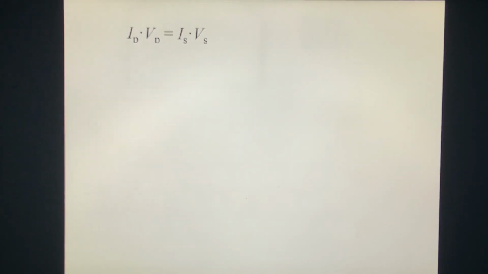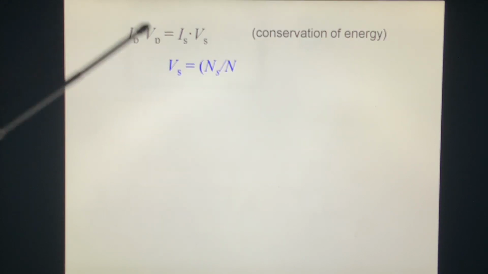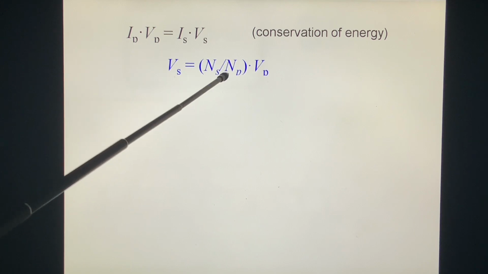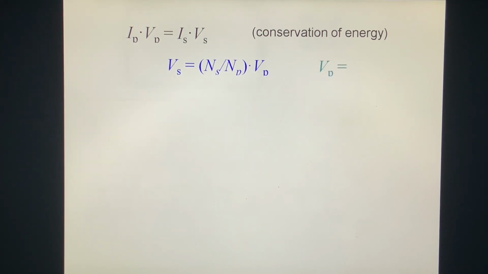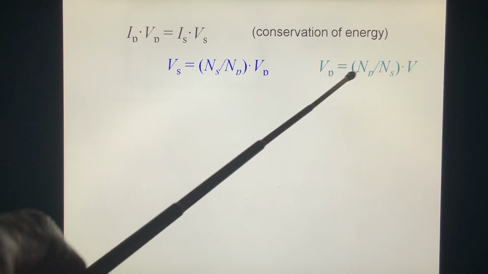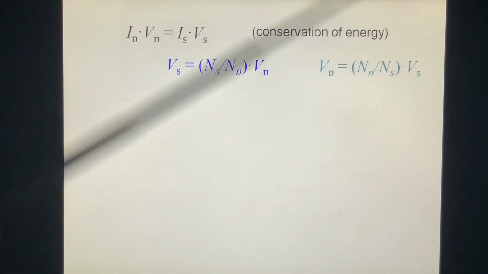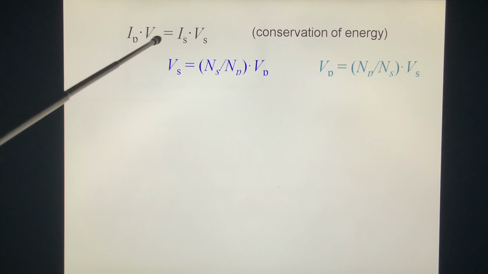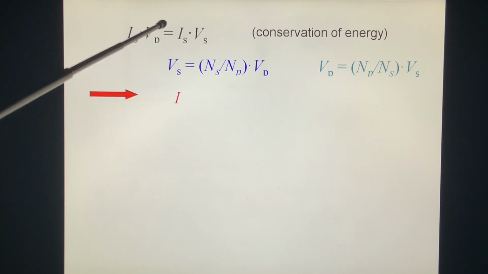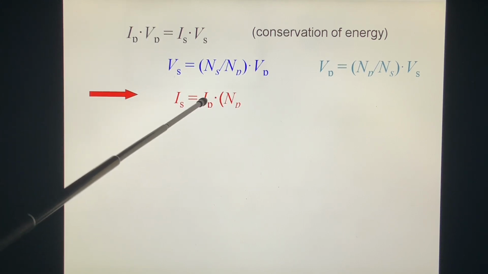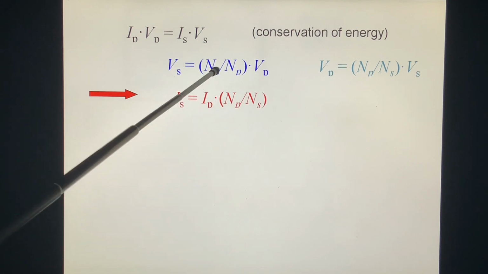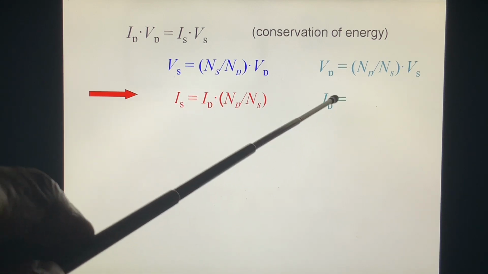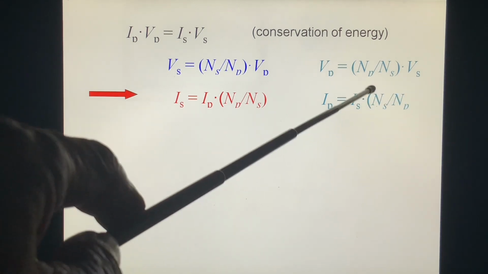So we have power conservation, energy conservation: IpVp equals IsVs. That's conservation of energy. And we also have Vs equals Ns over Np times Vp, so Vp equals Np over Ns times Vs. According to this formula, we get Is equals Ip Np over Ns, and Ip equals Is Ns over Np.